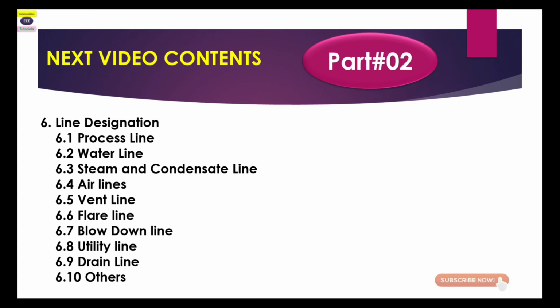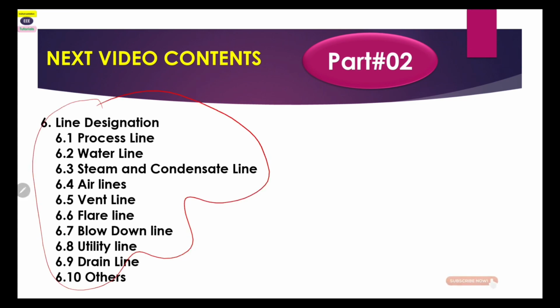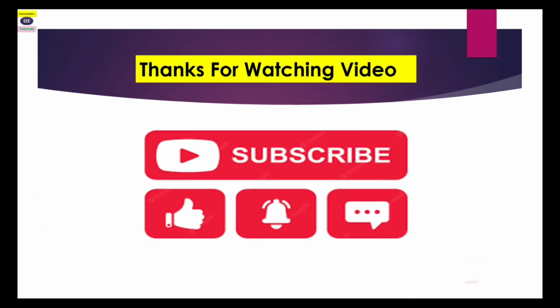So this is our part 1. We will see in our next video, part 2, where we will cover some line designations, which may have process line, water line, steam and condensate line, utility line, drain line, and some other lines also we will cover.